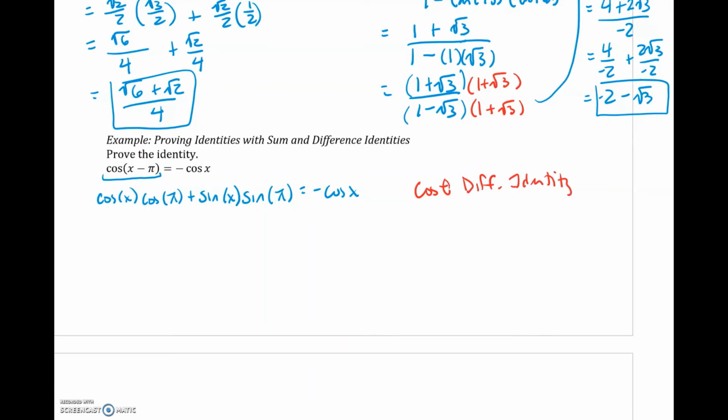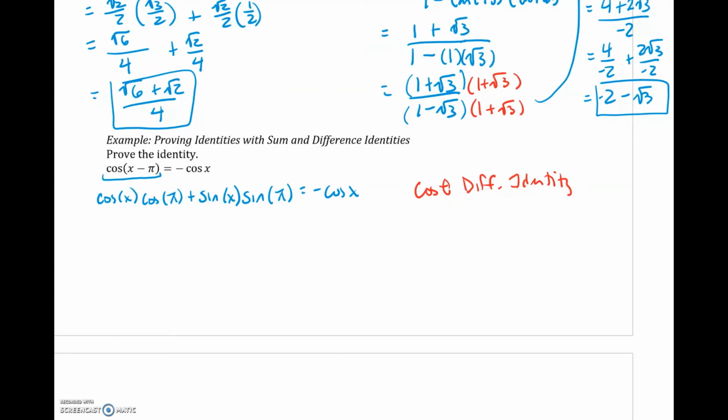All right, so that's your cosine difference identity. But anyway, let's go back to what I have here in blue and let's simplify what we can. So remember, pi is the same as 180, right? If you look at your unit circle, pi is also at that point negative 1, 0. So we can actually do sine, cosine, tangent of pi really easily too.